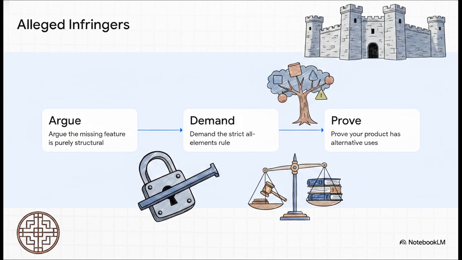Conversely, if you find yourself as the alleged infringer, your defense needs to trap the patent holder back in the rigid past. Step 1, argue the missing feature is purely structural, just like that missing notch in the steel case. Step 2, if you can convince the court it's structural, demand the strict all elements rule be applied to have the case dismissed entirely. And Step 3, if the court does rule it's an environment feature, your best bet is to try and prove your product has alternative commercial uses and isn't solely dedicated to their patented ecosystem.